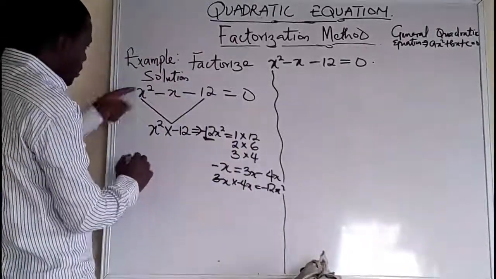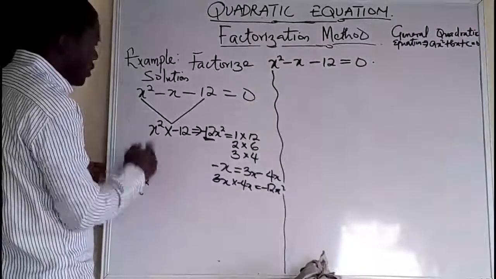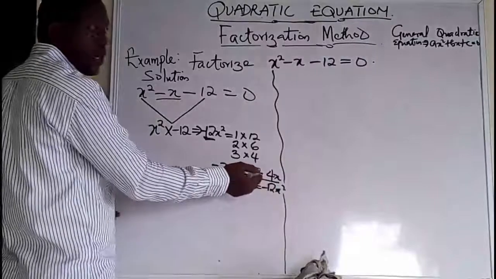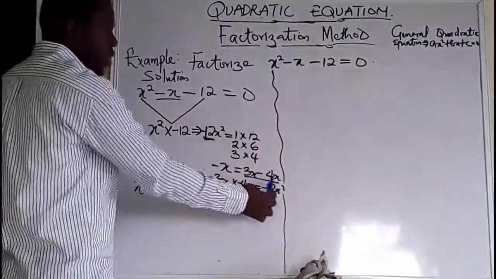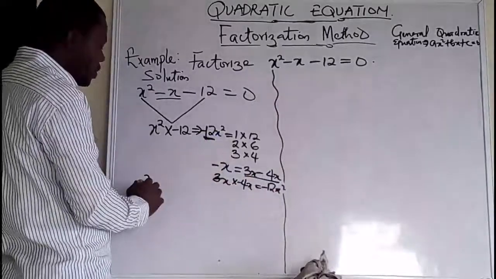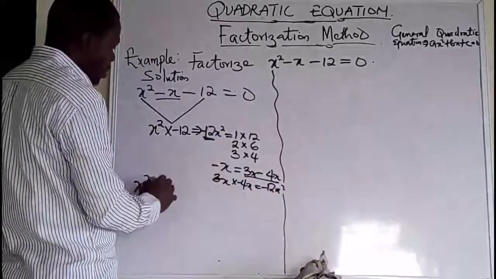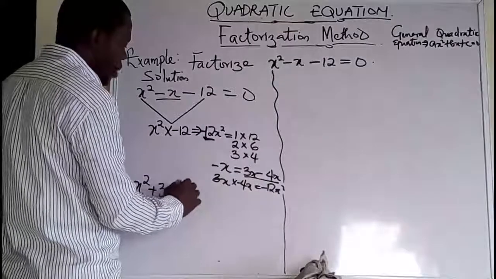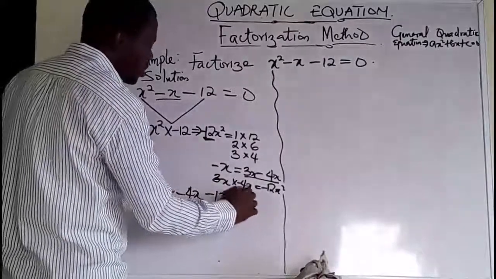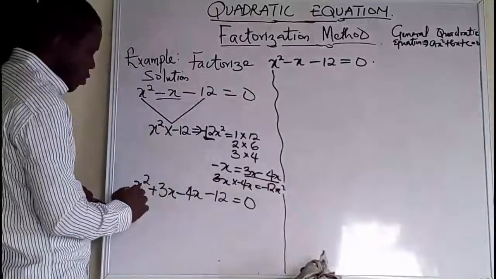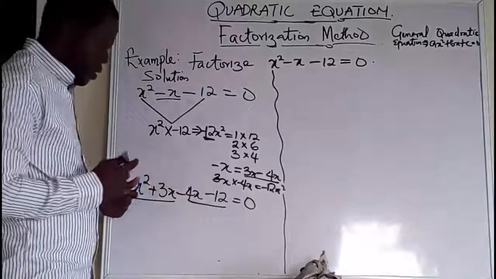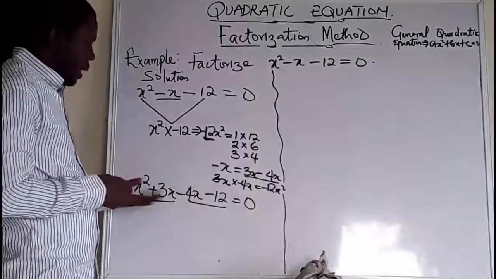So what we have now is we write this one, that is x squared. For this, we're going to substitute this for it, because this one now satisfies the two conditions: when you add it together you have this one, and when you multiply it you have minus 12x. So we have plus 3x minus 4x minus 12 equal to 0. So we are going to factorize this on the parameters we have gotten now.